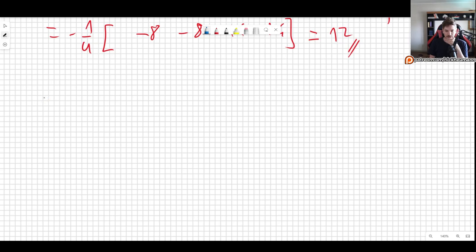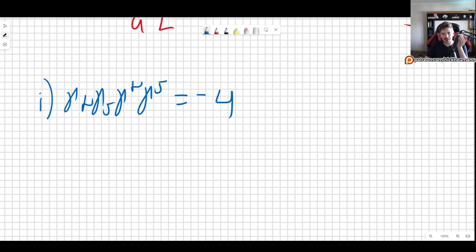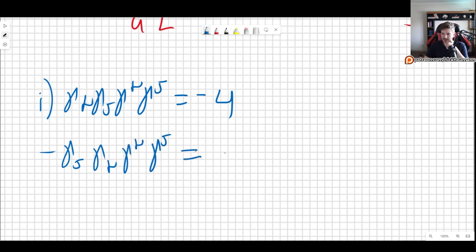So next one, we have to prove that i gamma mu, gamma 5, gamma mu, gamma 5 is equal to minus 4. That's what we now want to prove. Okay, so how do we go about it? Well, we know that gamma mu and gamma 5 anti-commute, but we have proven that already. So we can write this as minus gamma 5, gamma mu, gamma 5. So this is minus 4 times gamma 5, gamma 5. But gamma 5, gamma 5 is 1. So this is minus 4. So that one was quite quick.